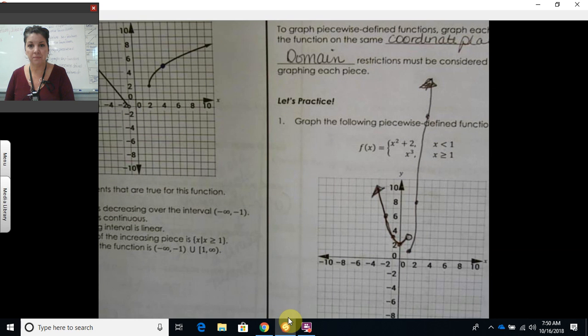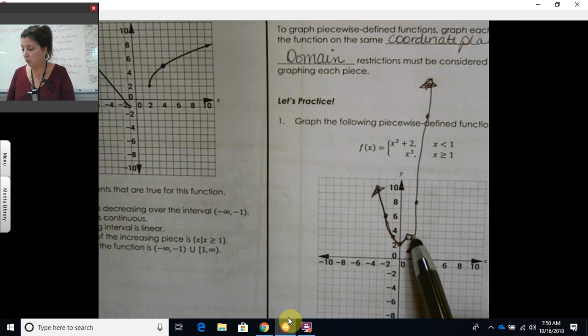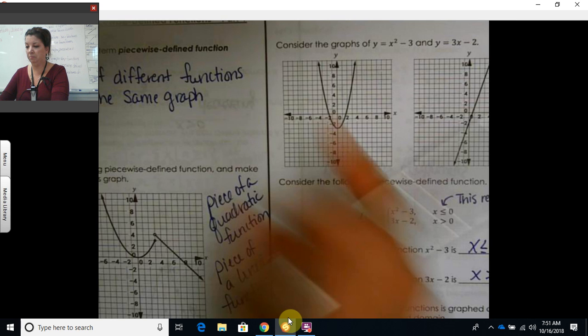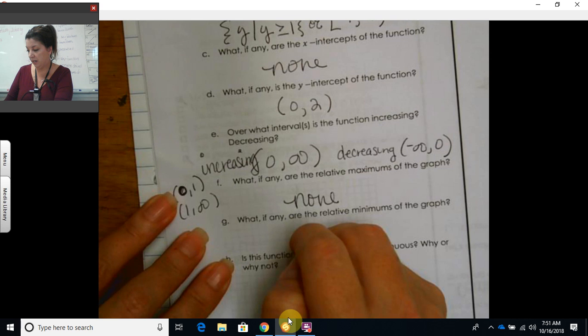Do we have any minimums? Exactly, right here. A minimum is where your graph is decreasing and then it gets to a low point and then it starts increasing again. So we don't have any relative maximums, but we do have a relative minimum. So F is none, and G is the ordered pair 0, 2.